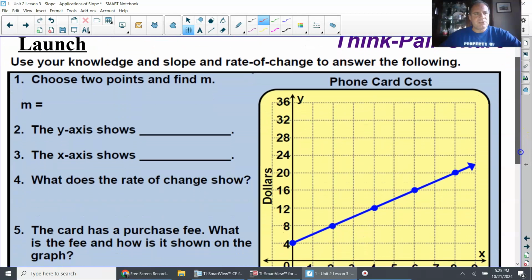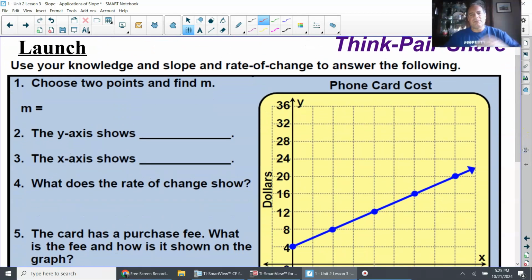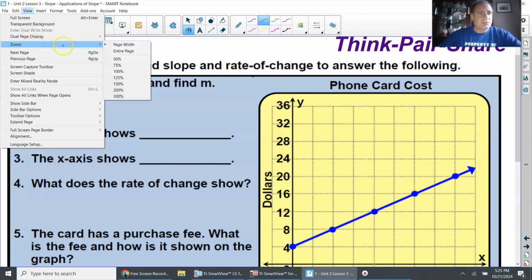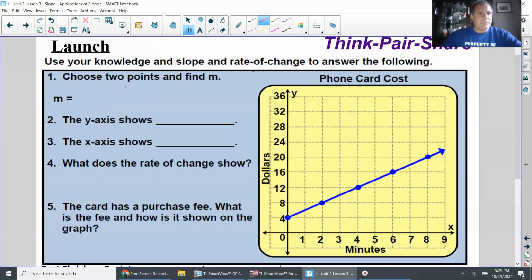So into the launch, and we are going to basically talk about a real-world situation that we have a phone card, and the phone card cost is graphed for you. It's graphed with a y-axis and an x-axis. This is the y-axis right here. This is the x-axis. So the y-axis shows dollars. So we're going to put dollars down here. And the x-axis shows minutes.